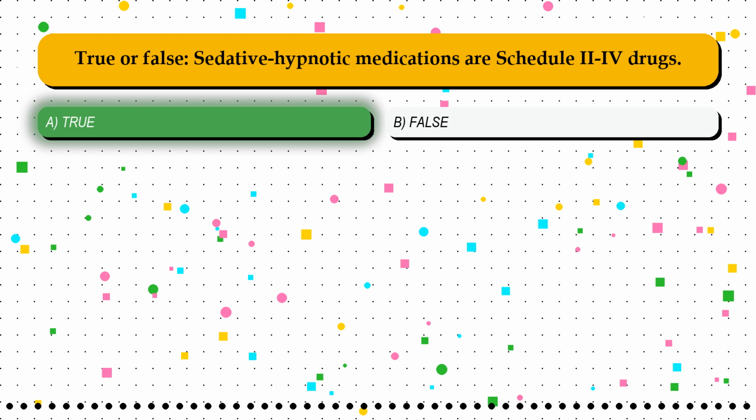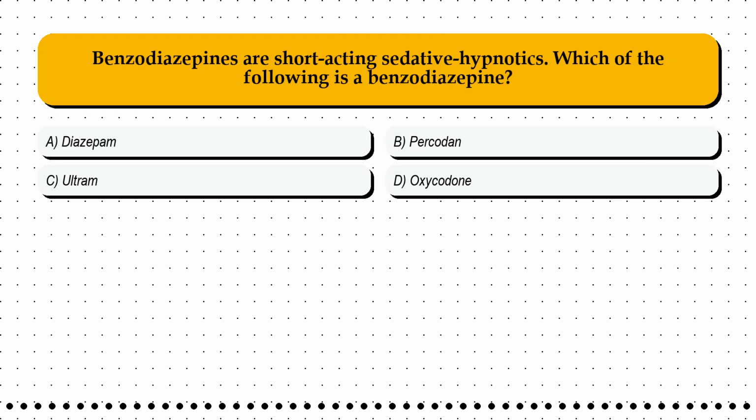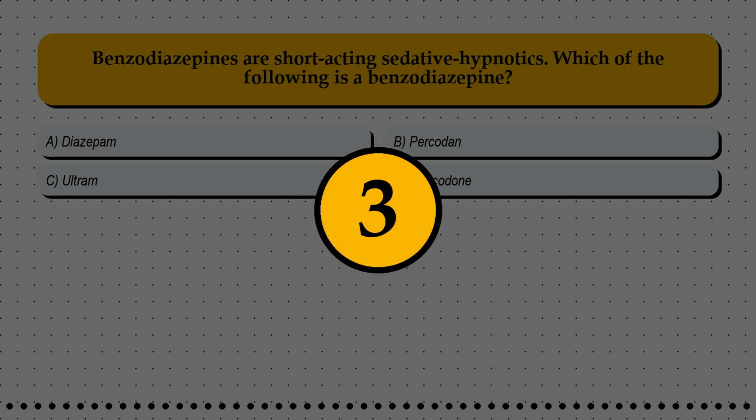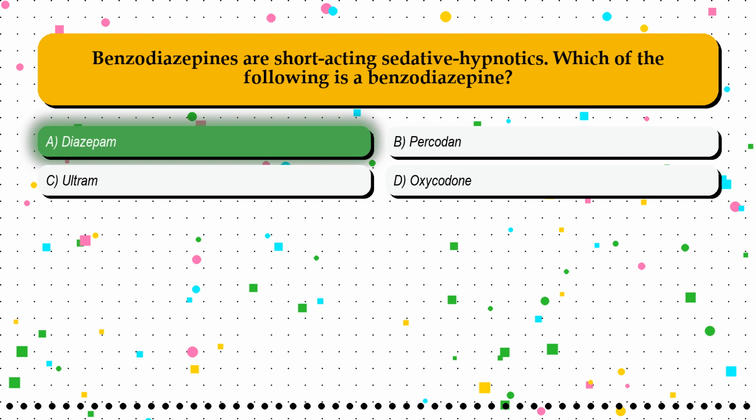True. Question 165. Benzodiazepines are short-acting sedative hypnotics. Which of the following is a benzodiazepine? Option A. Diazepam. Option B. Percodan. Option C. Ultram. Option D. Oxycodone. The correct answer is option A.